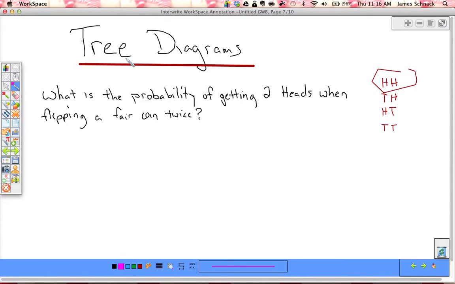What we can do is create a tree diagram to help us organize our probabilities and our events. So we're going to use a set of branches to represent each event. So here's our first event. This is event 1. And we're looking at, is the coin going to be heads or is it going to be tails? And then we have a second event.